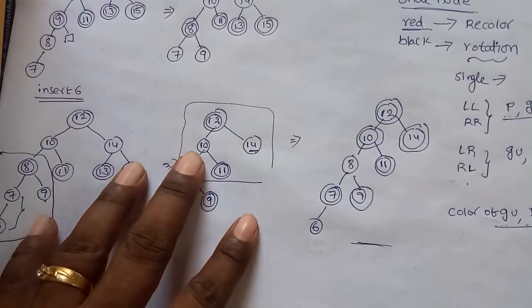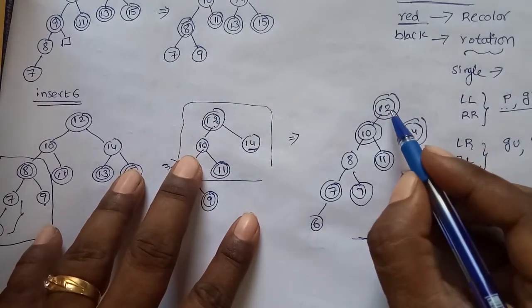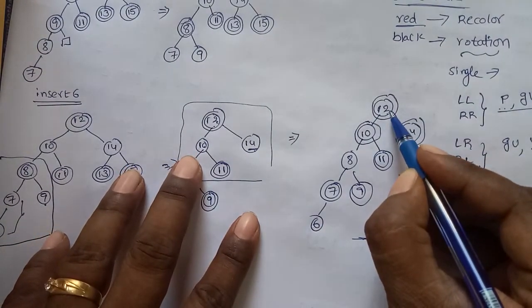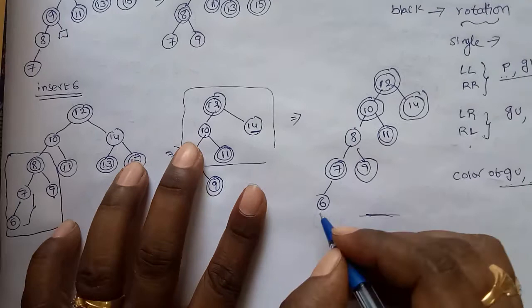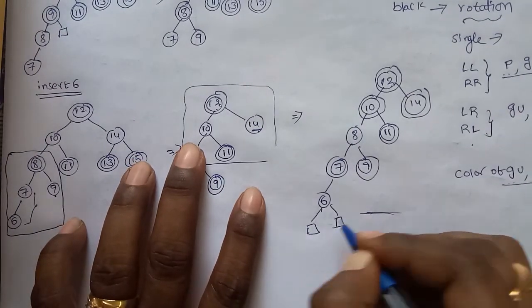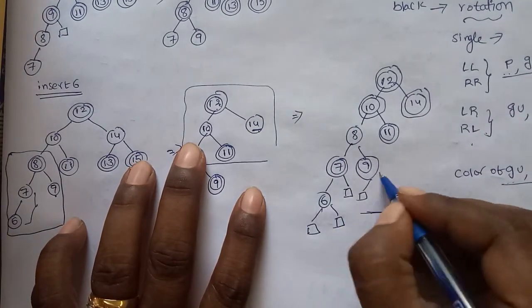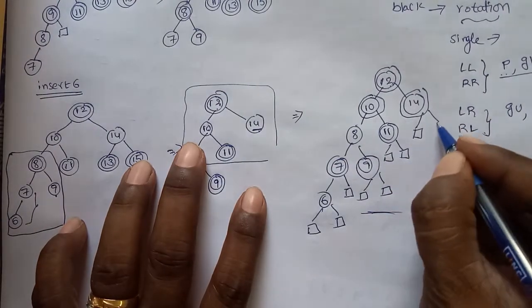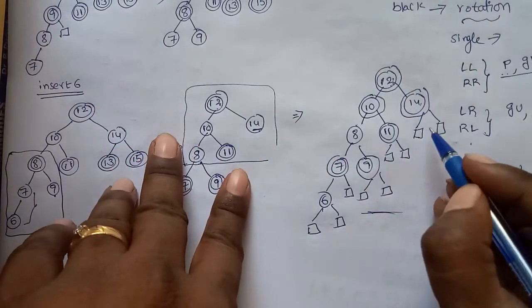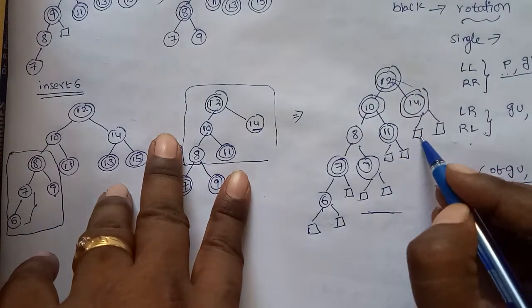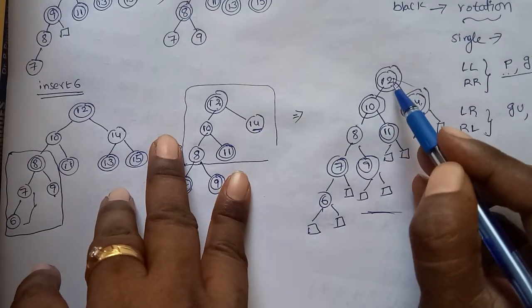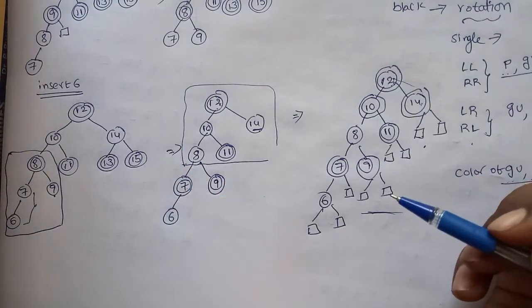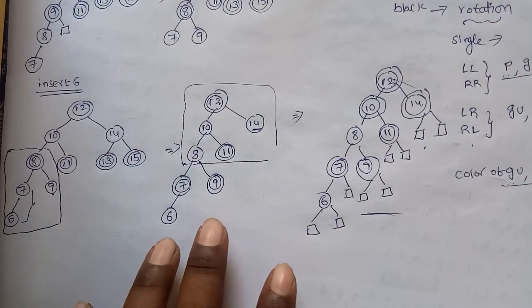Okay, observe this tree. This tree satisfies the entire property. The root node is colored black, there are no two consecutive red nodes, and all external nodes are colored black. Observe the black height. In any path, what is the black height? Suppose 1, 2, 3. The black height in this path is 3, including the null node. In any path, the black height is the same.